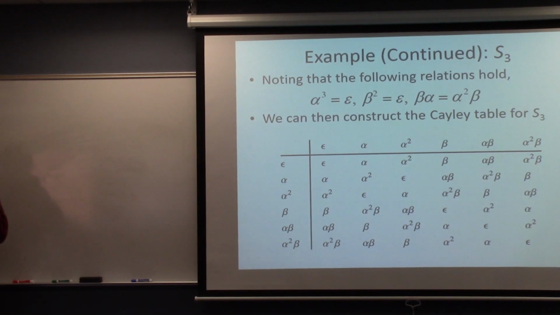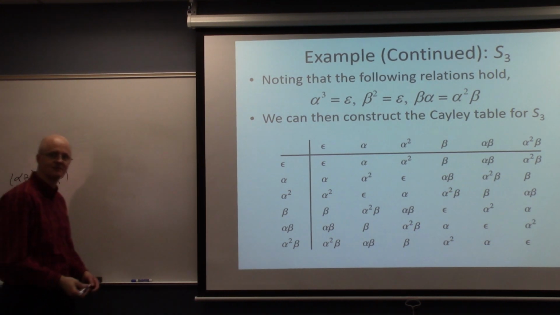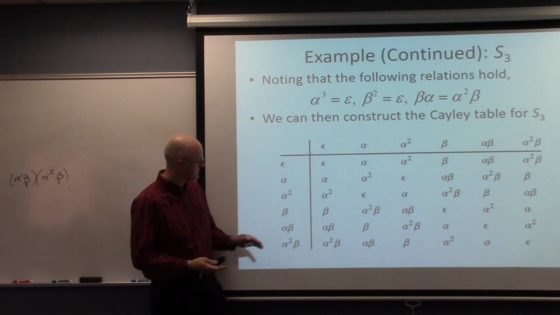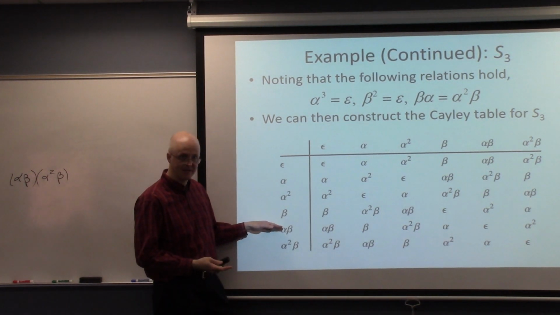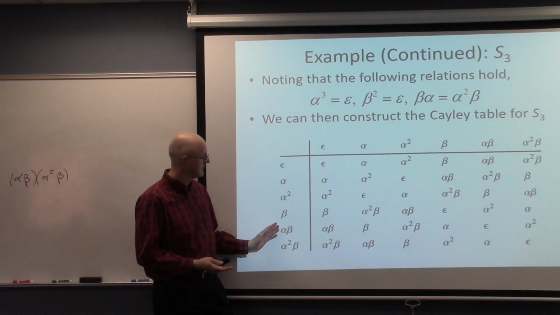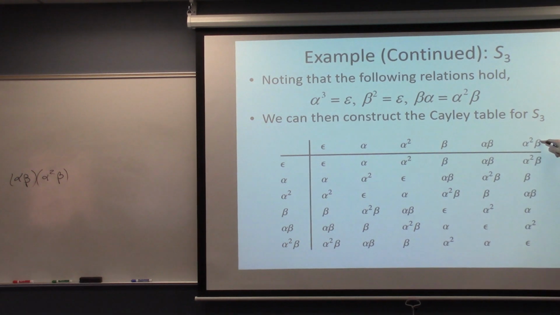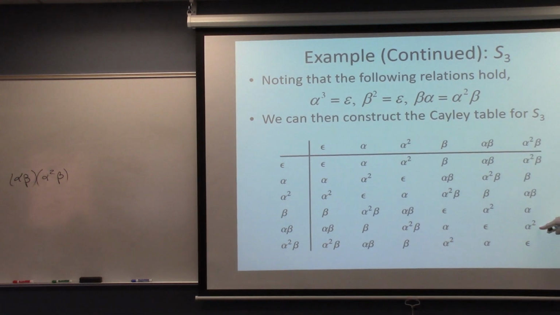For example, what should alpha beta composed with alpha squared beta equal? By how we usually think about Cayley tables, that means we're going to start with the element alpha beta in this left-hand column here. We're going to combine it with the element alpha squared beta in this column. Evidently, the answer is alpha squared.